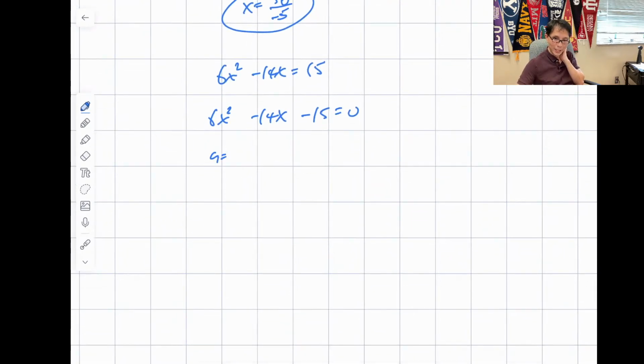So a equal to 6, b equal to negative 14, c equal to negative 15.